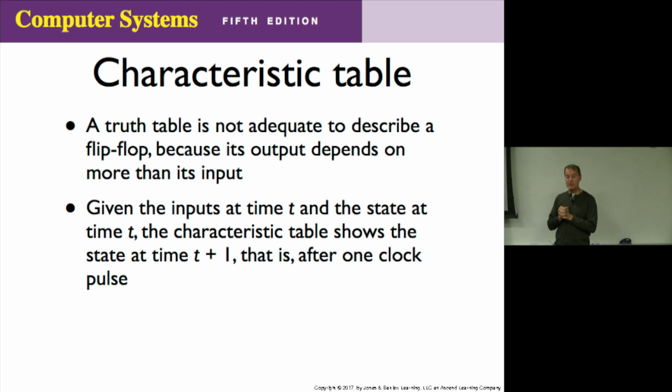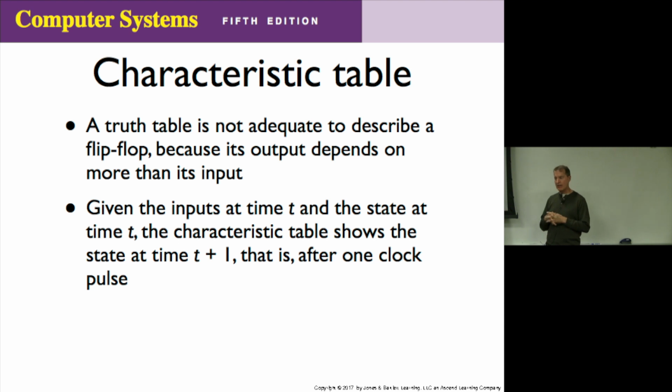So in order for us to describe the operation of a sequential circuit, can we just use a truth table? Yes or no? We cannot. Are you with me? The outputs change, because the output doesn't depend only on the input. So what do we use? We don't use a truth table anymore. We can't. So we use what is called a characteristic table.